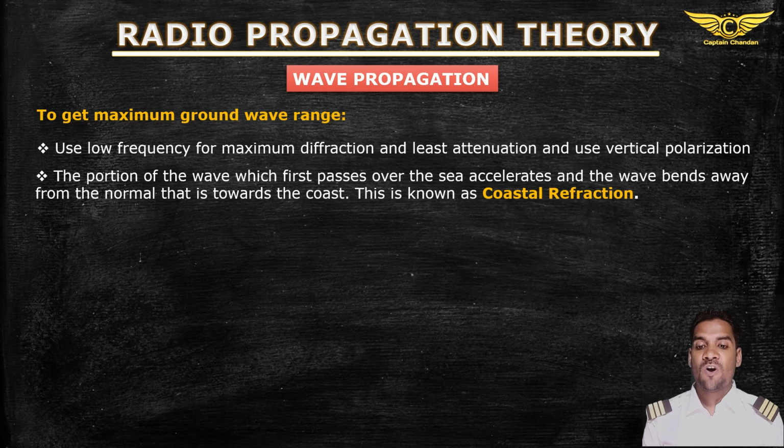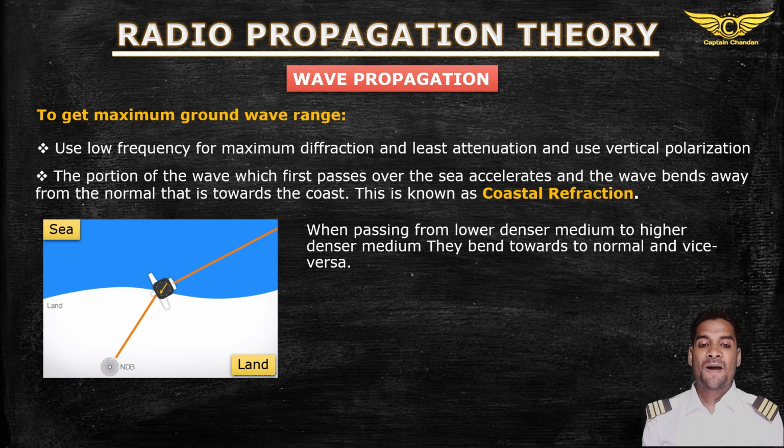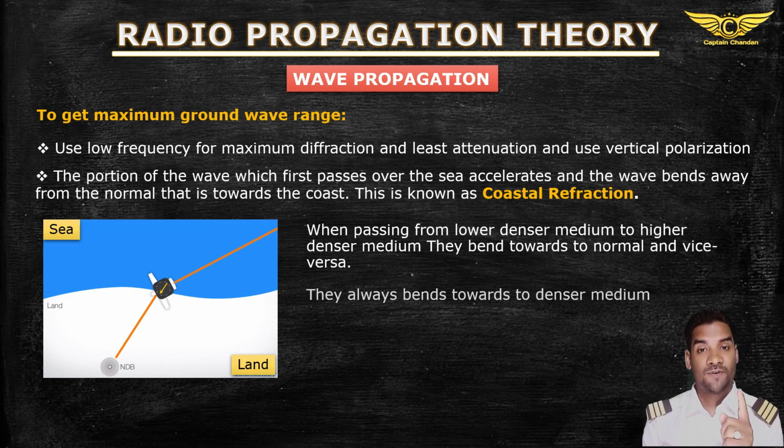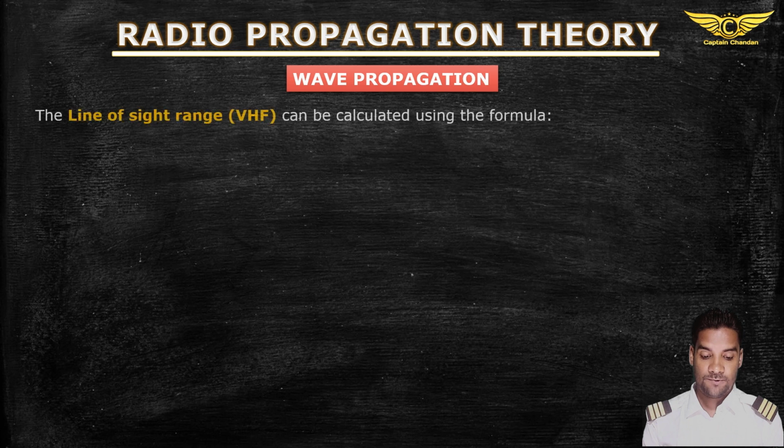To get maximum ground wave range, use the frequency for maximum diffraction and least attenuation, and use vertical polarization. The portion of the wave which first passes over the sea accelerates and the wave bends away from the normal, that is toward the coast. This is known as coastal refraction. When passing from a lower density medium to a higher density medium, they bend toward the normal and vice versa. They always bend toward the denser medium. Remember both terms. This is a very important formula. Sometimes it may be asked in the DGCA examination.